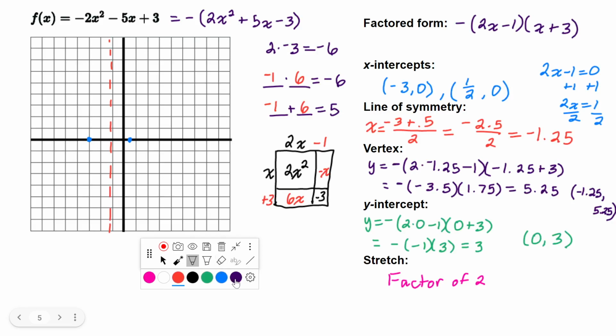The vertex is going to be at negative 1.25, 5.25. The y-intercept is at 0, 3. So that's 1.25, so we want to go about 1.25 the other way. And then we can graph our parabola.